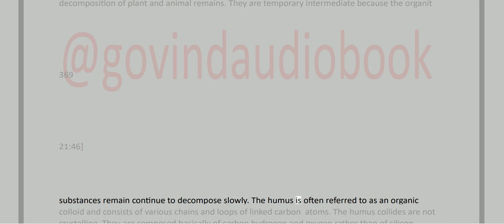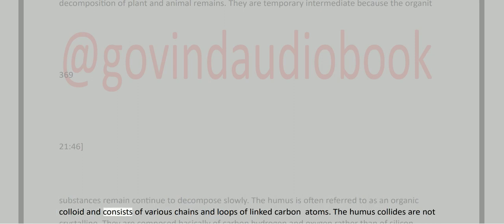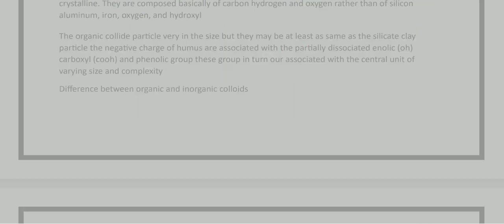Humus is often referred to as an organic colloid and consists of various chains and loops of linked carbon atoms. The humus colloids are not crystalline. They are composed basically of carbon, hydrogen, and oxygen rather than of silicon, aluminum, iron, oxygen, and hydroxyl. The organic colloid particles vary in size, but they may be at least the same size as the silicate clay particles. The negative charge of humus is associated with the partially dissociated enolic, OH, carboxyl, COOH, and phenolic groups. These groups in turn are associated with a central unit of varying size and complexity.